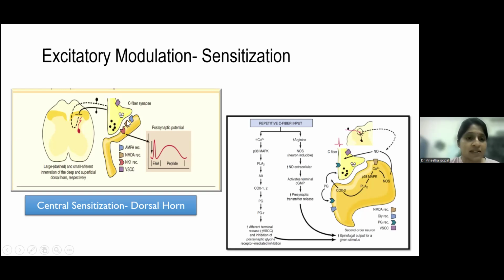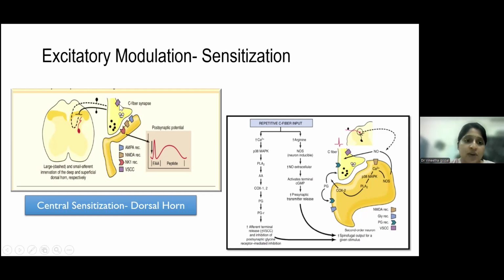Now this receptor which was sleeping will become active. This is our notorious NMDA receptor, the main culprit behind central sensitization. Earlier only the AMPA was active. Now this NMDA will become active. And once NMDA gets activated, I will tell you what happens in central sensitization. It is amplified. More current will be transmitted to the brain.